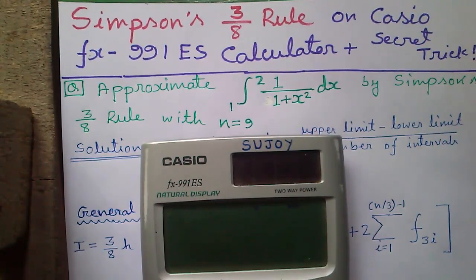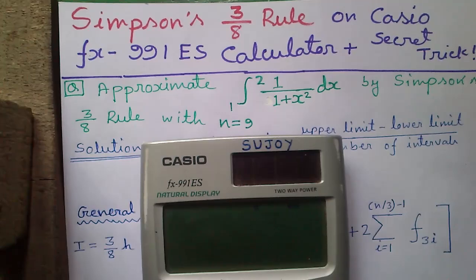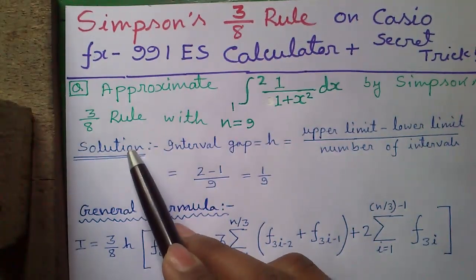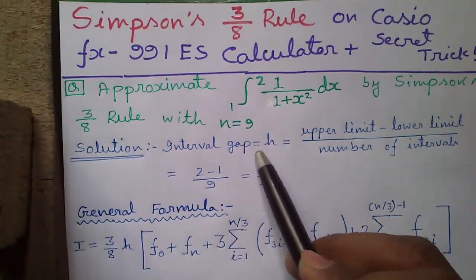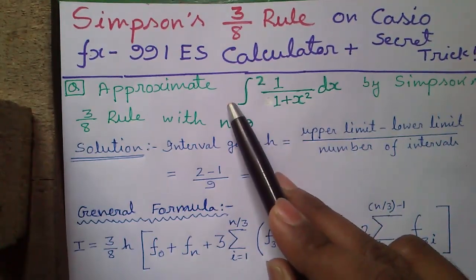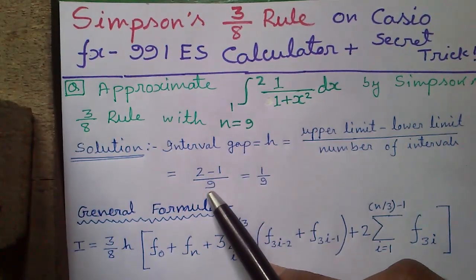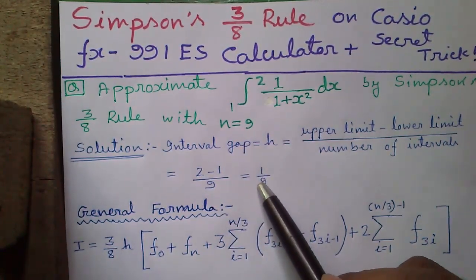So let's start. Our question is approximate integration of 1 divided by x squared dx with lower limit 1 and upper limit 2 by Simpson 3/8 rule with n or number of intervals equals to 9. So our solution is the interval gap or h equals to upper limit minus lower limit divided by number of intervals, which is 2 minus 1 divided by 9 equals to 1 divided by 9.